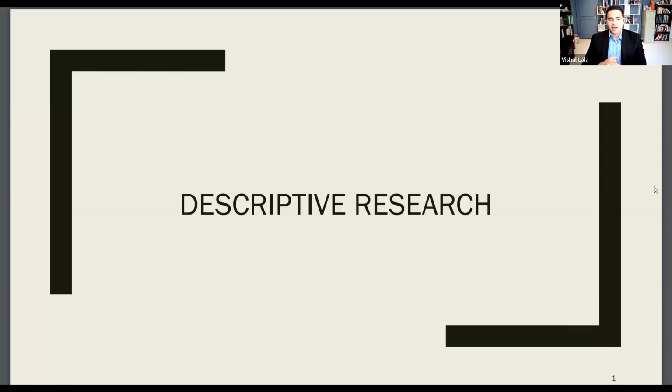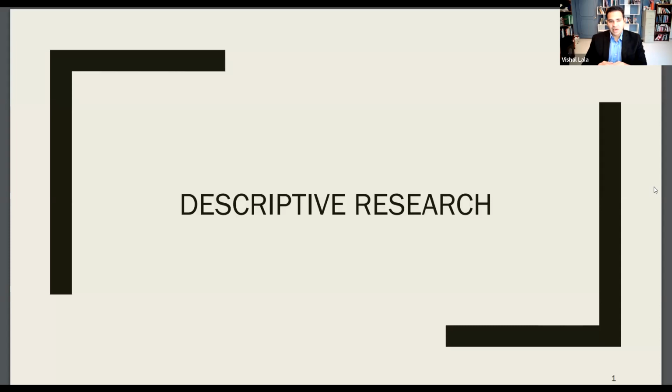Hi, in this session, I'm going to talk to you about descriptive research. There are three kinds or designs for gathering primary data: exploratory research, descriptive research, and causal research. While exploratory research is marked by flexibility and a loosely structured design, in descriptive research, the design is more rigid and there's less room for flexibility.